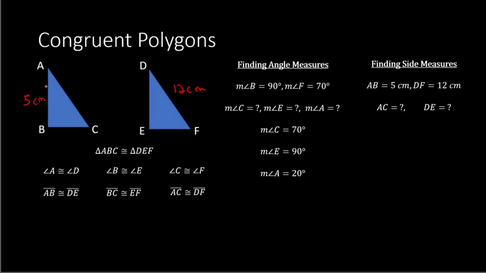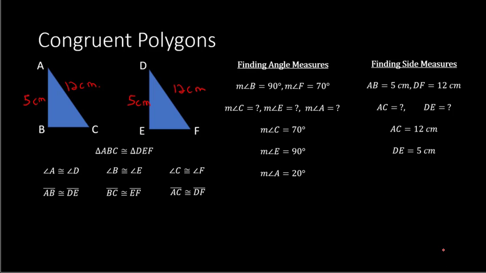Well, if AB is 5 centimeters, then DE would also be 5 centimeters, because those are both the left side of the congruent triangles. And then if DF is 12 centimeters, then AC would also be 12 centimeters, because those are corresponding sides of the triangles. So we have our answers. AC would equal 12, and DE would equal 5. And that's our answers for those missing side lengths.